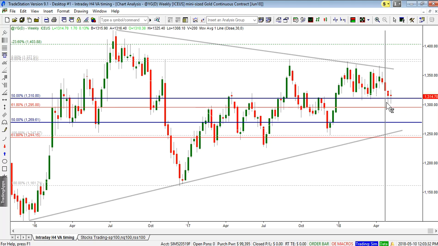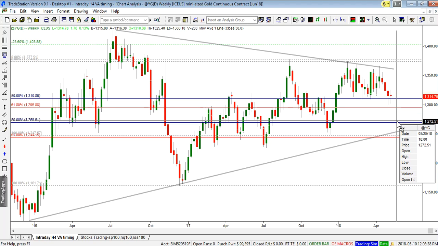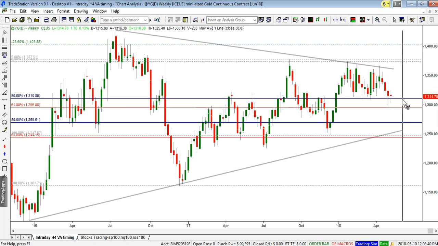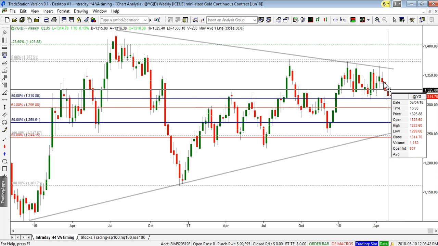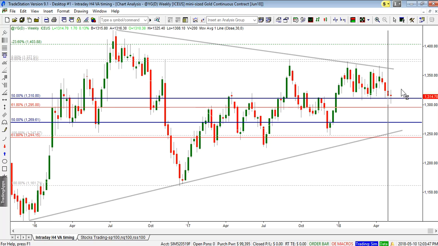And this is still being respected. Now, what I said is that if we lose 1295 here, make no mistake, I think we're going to see 1269 again. The point is that this is not a good spot to be short or long gold.